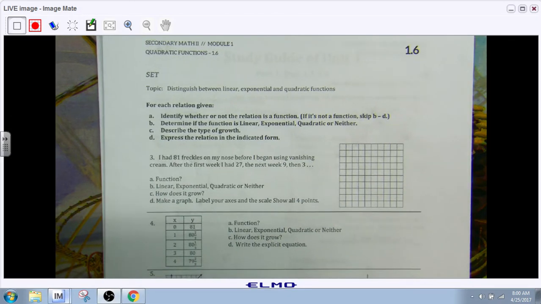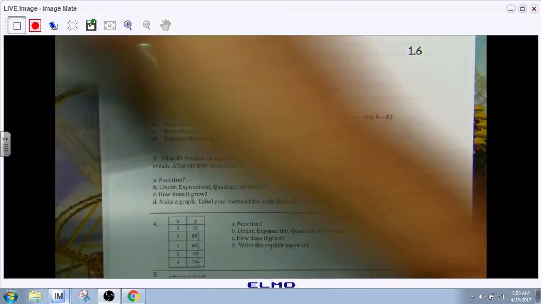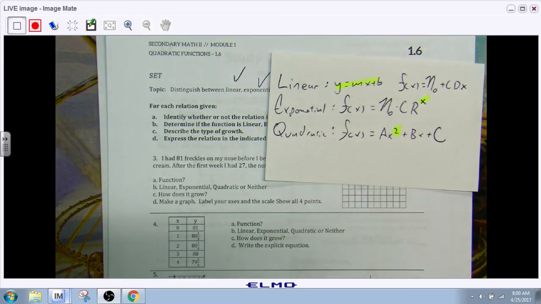Next, we're again going back to whether or not it's linear, exponential, or quadratic. Here's these notes down that you should probably have written down somewhere so you don't need to reference it all the time.